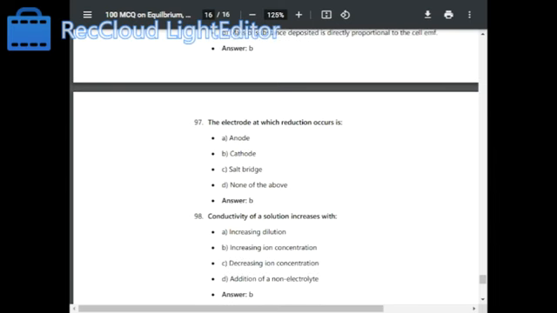Question number 97. The electrode at which reduction occurs is: option A anode, option B cathode, option C salt bridge, option D none of the above. The correct answer is B, cathode. The electrode at which reduction occurs is cathode. So option B is correct.